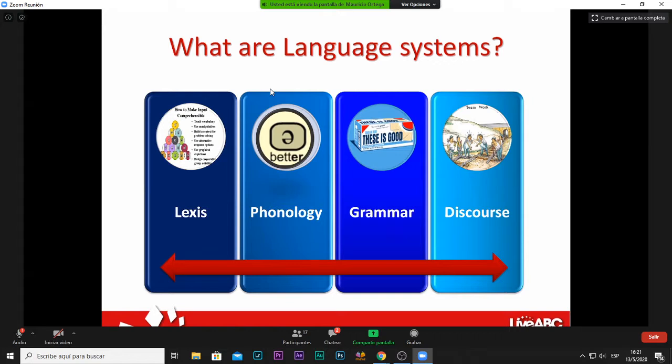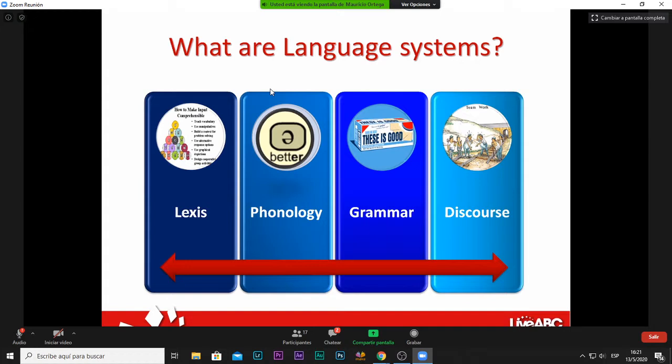A language system, or a system of linguistics, consists of the units or elements that are used in a particular language. Systems have their unique form, and this depends very much on the language we're talking about. It is important to know a little bit about language systems so we can understand better how language works. And if we understand better how language works, we will be able to teach it in a better way and be more effective when we're working with our students.